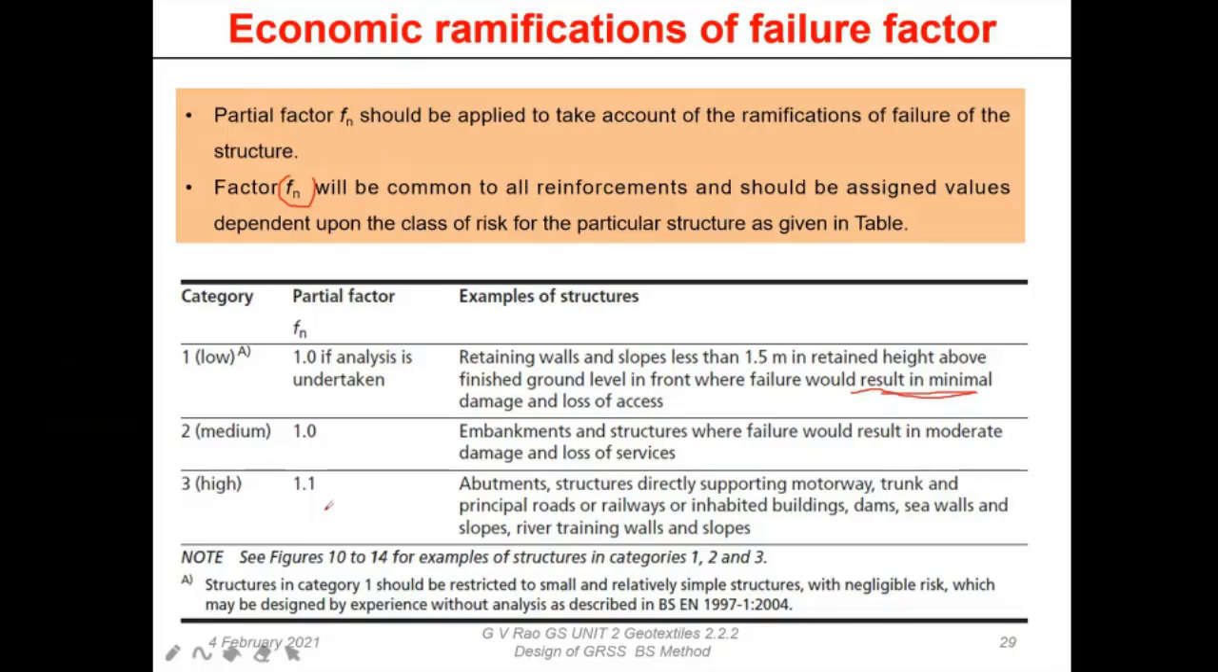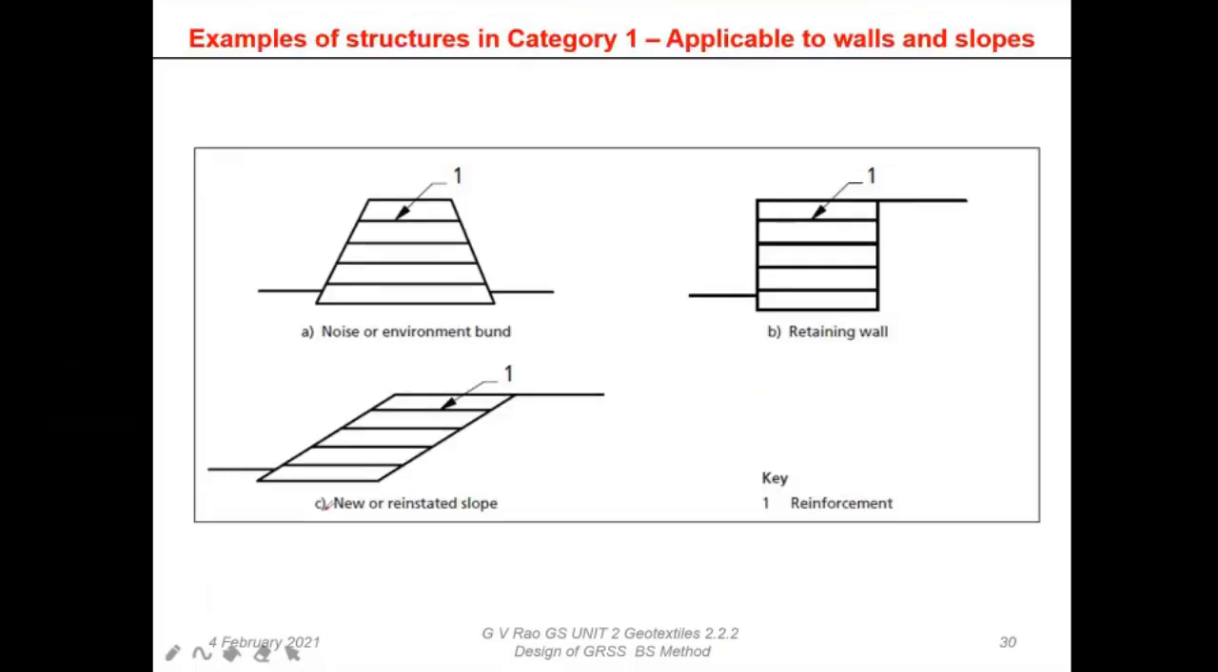And for that, they have given a lot of visual examples. One is category 1, which we said already, minimal damage. A noise barrier. A noise barrier obviously means that we are not going to put any structure here. On the top there is no structure, no road really. It's just a barrier. And then a simple retaining wall of maximum height 1.5, or a new or reinstated slope, but a very, very shallow kind of slope. That means the angle is going to be maybe around 30 degrees or so, definitely well less than 45 degrees. So obviously, damage to these things is not going to cause any loss of property.